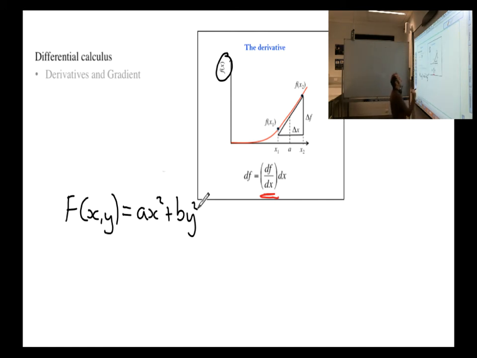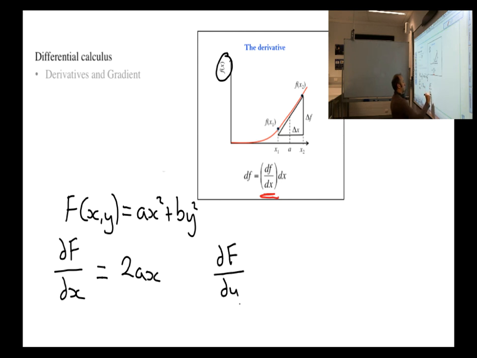So we take the derivative of f with respect to x, and what we get here is 2ax. Now we can also look at how it varies with respect to y. So we take the derivative of f with respect to y, and what we get is 2by.